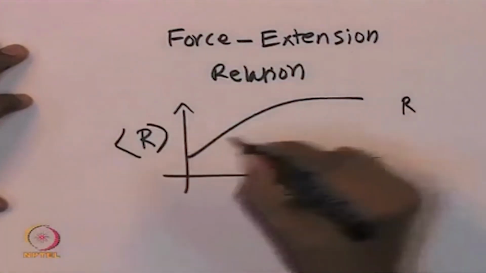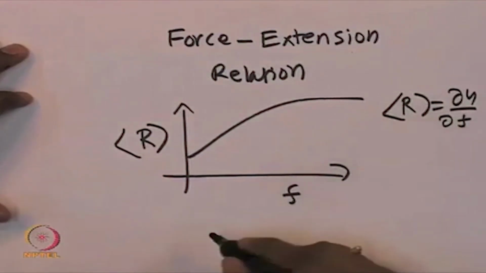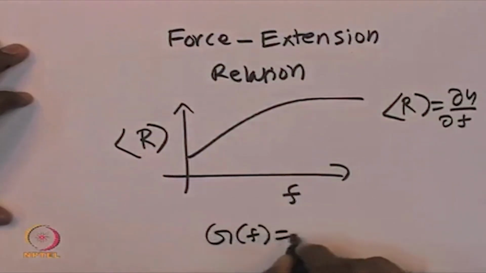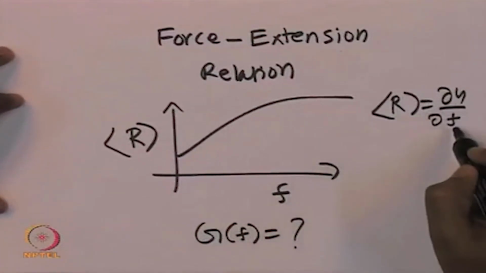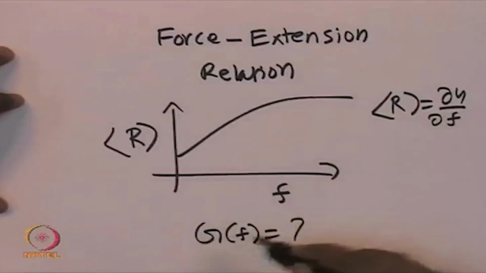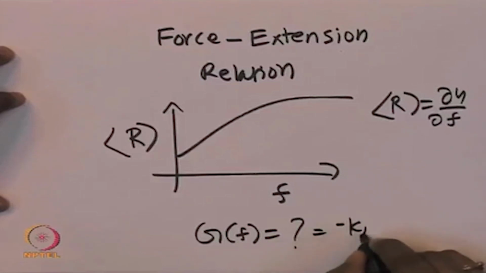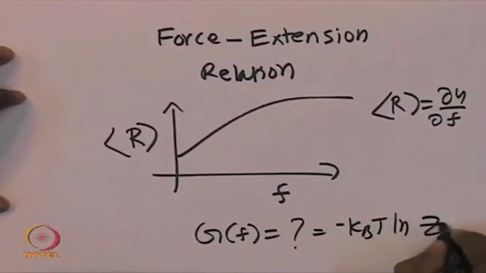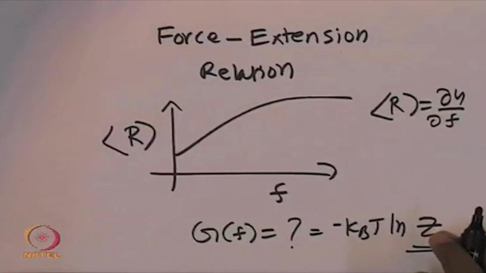So, the average r can be calculated as del G by del F. If you know G as a function of F, then we know how to take the derivative and calculate r. But how do we calculate G? Of course, this has to be minus k B T log Z, and how do we calculate Z with force? That is what we are going to discuss today. So, first we will discuss the free energy of a single stranded DNA under force F.